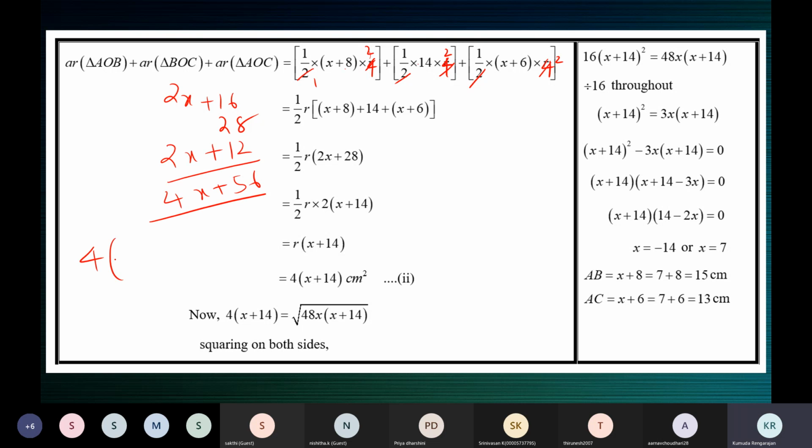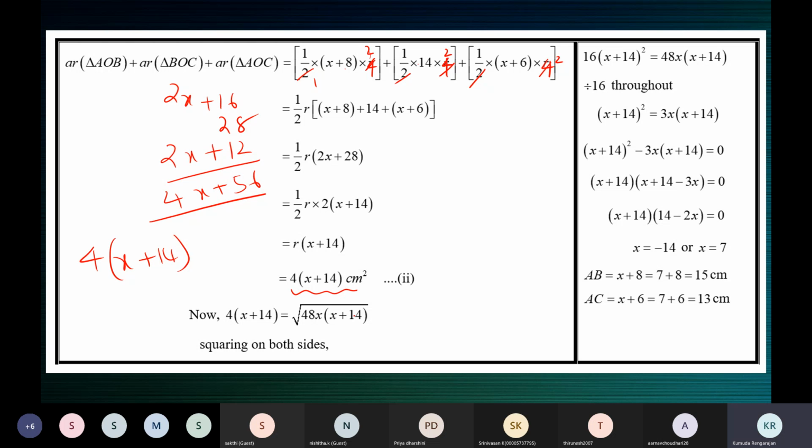On taking 4 common, you'll get x plus 14. And that's what we got here also, x plus 14. So 4x plus 56, upon taking 4 common, you get x plus 14. So that's what we have here also: 4 into x plus 14 centimeters square.